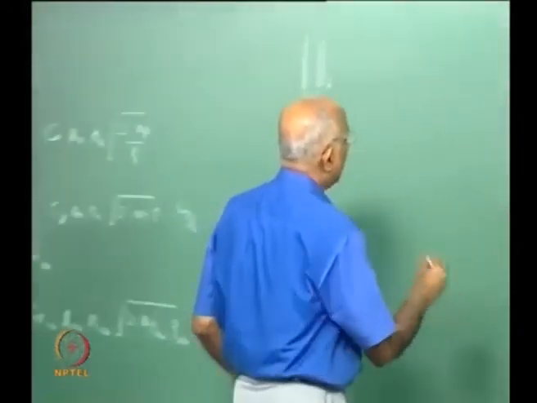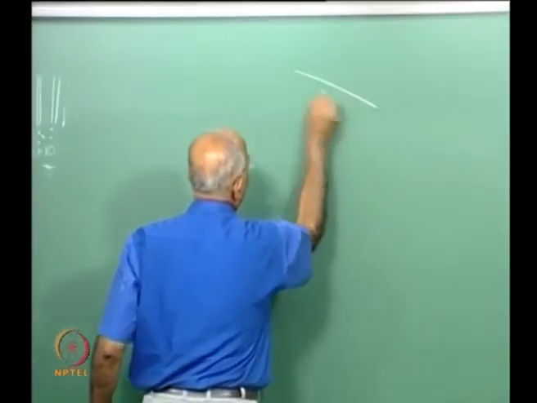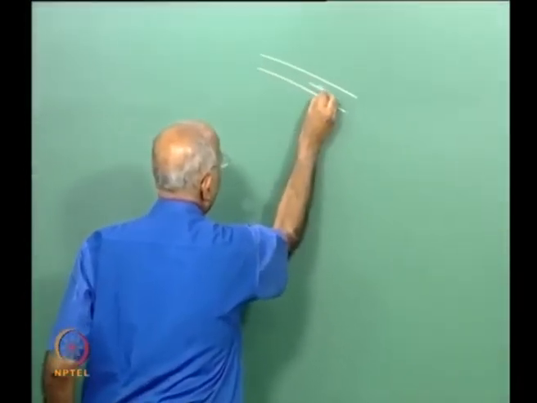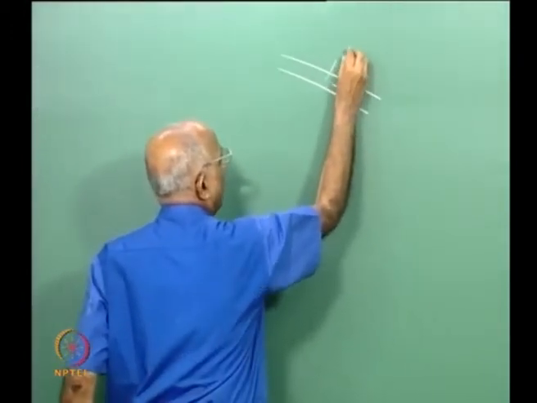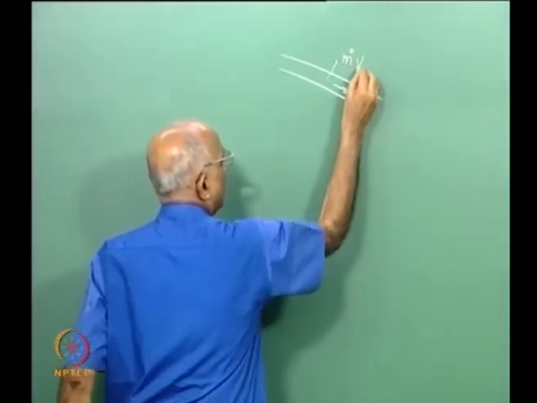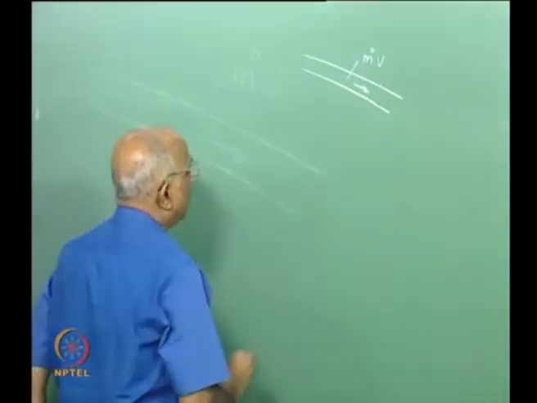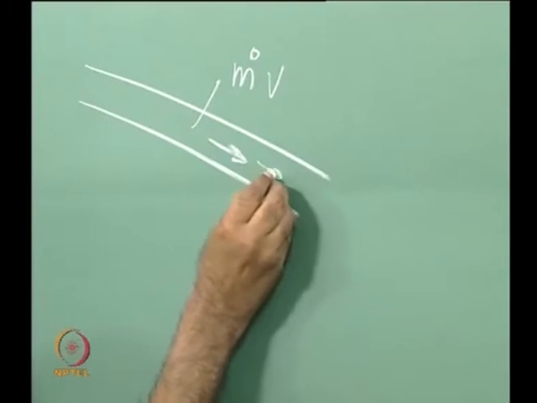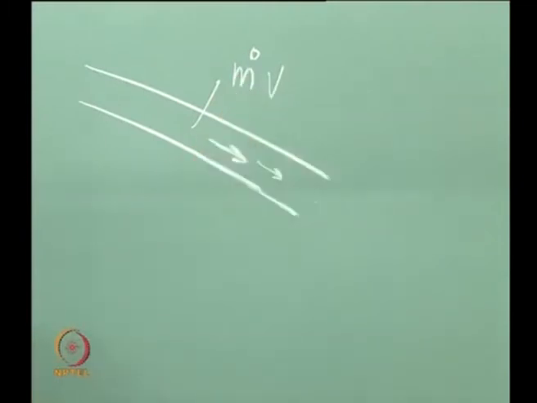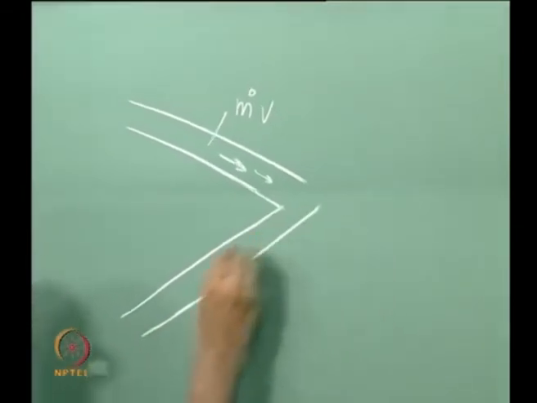I have something like a jet coming over here, one liquid jet coming from one hole of the orifice. I say that the mass flow is m dot here, and let the velocity of the flow be v. Therefore, the rate of change of momentum along this is equal to m dot v. And all I have done is take another jet and impinge it.